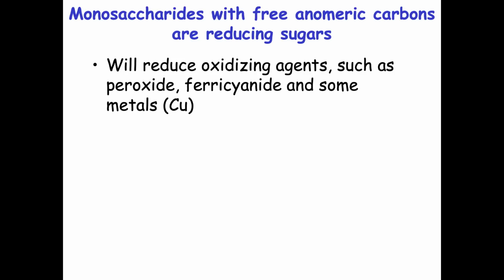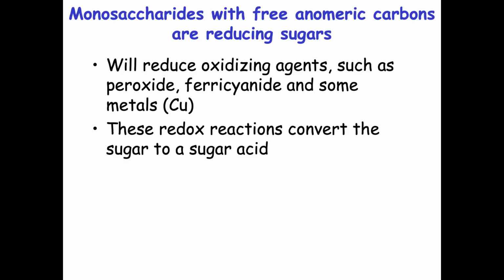So monosaccharides with free anomeric carbons are actually reducing sugars. So these molecules will reduce oxidizing agents such as peroxide, ferricyanide, and some metals such as copper. These redox reactions convert sugars to sugar acids, the derivatives that we saw in the previous slide. And one very powerful reducing sugar is glucose, and we know that in diabetes there are high levels of blood glucose.